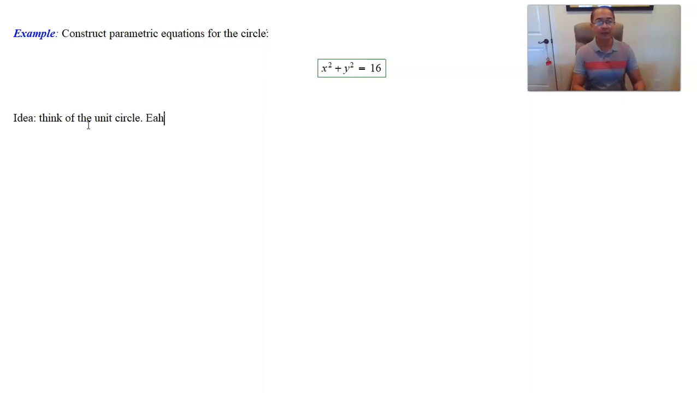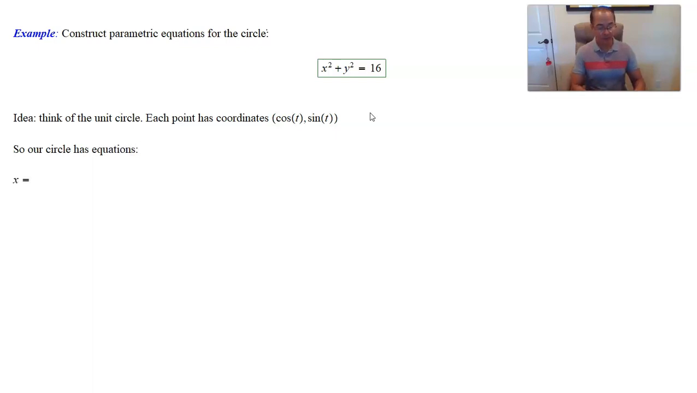So each point has coordinates. On the x, we have cosine theta. So I'll write it as cosine t, and y is sine t. You can use theta if you like. But yeah, in GeoGebra, it's probably easier to use t because for theta, you'll need the keyboard and all that. Okay, so that's for the unit circle, circle of radius 1. Here we have a circle of radius 4. So our circle has equations.